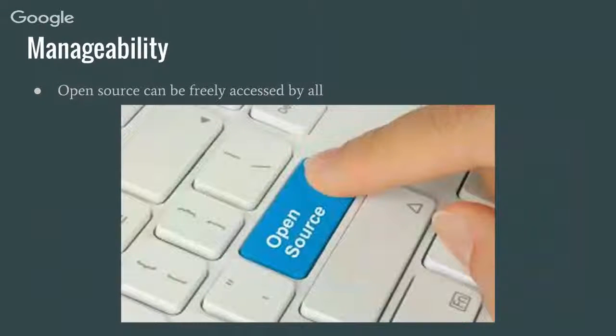Open source is really manageable. It's a source that can be accessed by all, which means that everyone who works for you and everyone in the company can access the source at all times, which is good because you don't have to pay for every single one of your employees to be able to access the source. So if they come across a problem, they can fix it themselves.